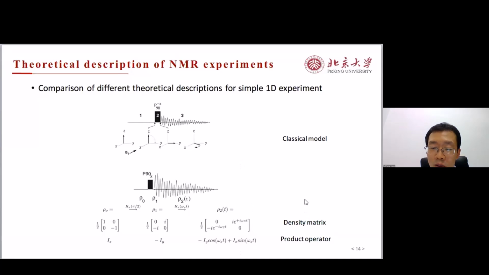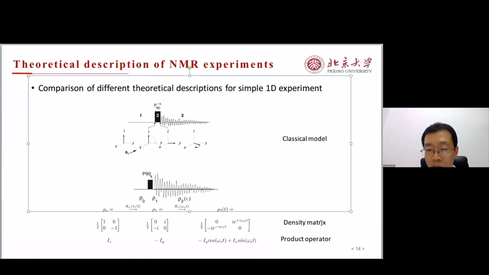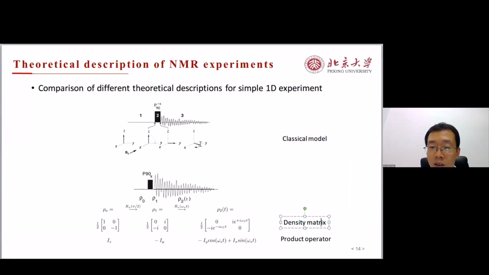Previously we introduced three different theoretical models: the classical model, the density matrix, and the product operator. If we just deal with a single spin system, a 1D experiment, then we can use any model and get the same result. For example, in the classical model, this experiment is just a 90-degree pulse that rotates the magnetization from the equilibrium z-axis to the transverse plane, and then we start to collect the free induction decay. That's how the experiment works. Of course, we can also calculate the density matrix, although it's really not necessary to use the density matrix to describe this simple experiment, but we can still do that.